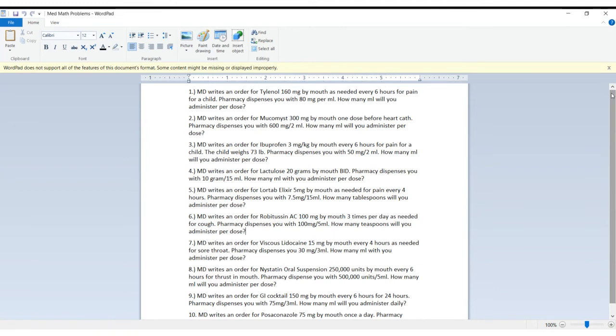So if my doctor has ordered 160 milligrams, I could just eyeball this question and be like, well, if the pharmacy is only giving me 1 ml per 80 milligrams, I could easily answer this question and say, well, it would be 2 ml. 1 ml per 80 milligrams equals 2 ml for 160.